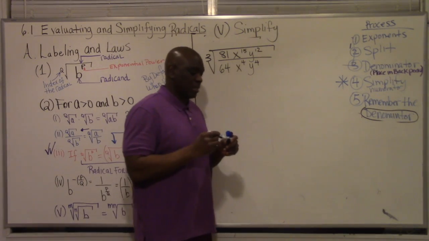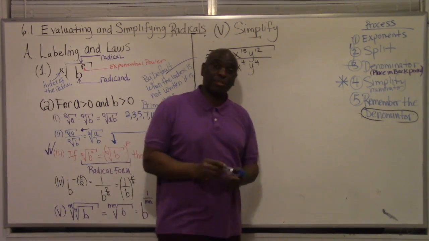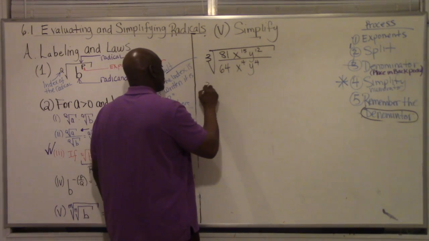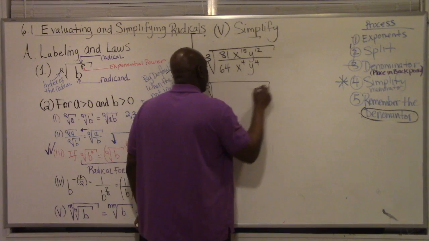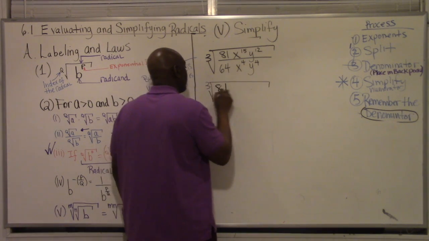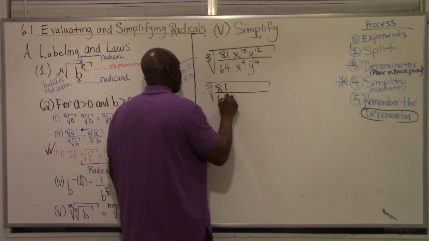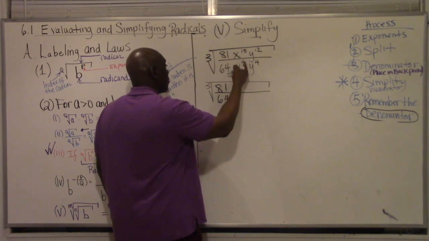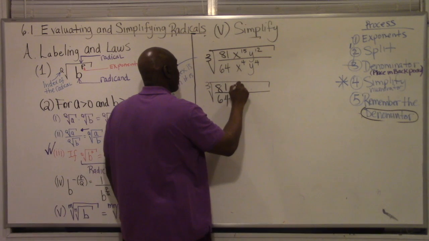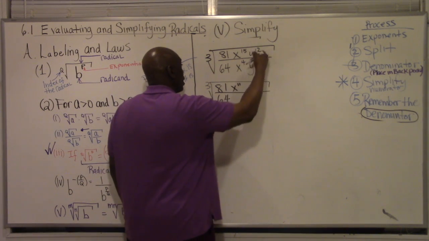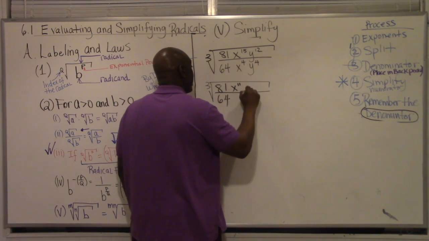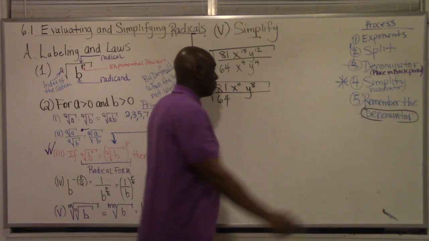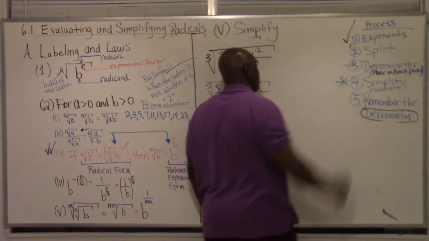All right. Step one, exponents. Simplify. All right, so I'm going to have the cube root of 81 over 64. 15 minus 4 is x to the 11th. And then 12 minus 4 is y to the 8th. All right, step one is done. I have to simplify the exponents.